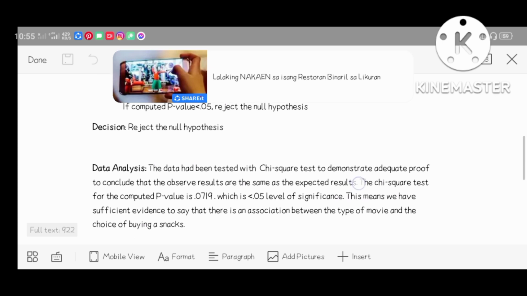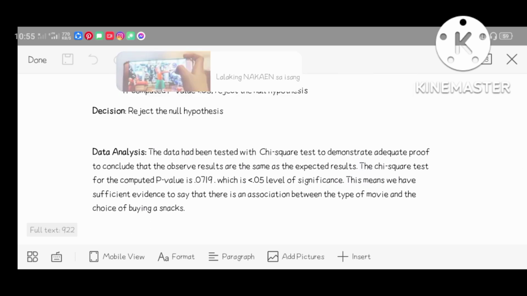In data analysis, the data had been tested with the chi-square test to demonstrate adequate proof to conclude that the observed results are the same as the expected results. The chi-square test computed p-value is 0.0719, which is less than the 0.05 level of significance. So this means we have sufficient evidence to say that there is an association between the type of movie and the choice of buying snacks.